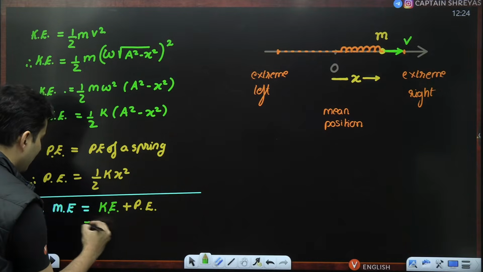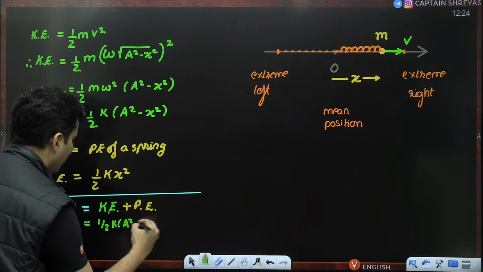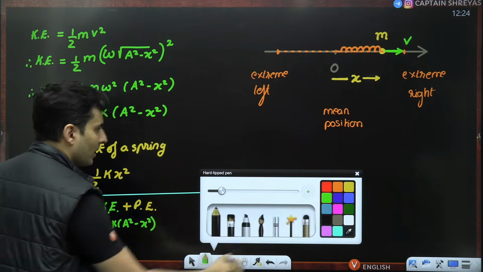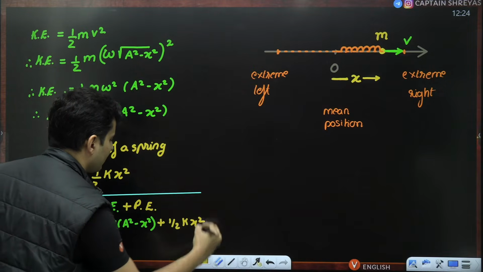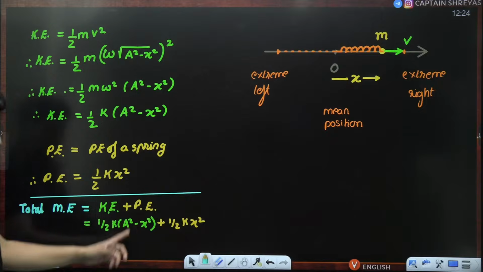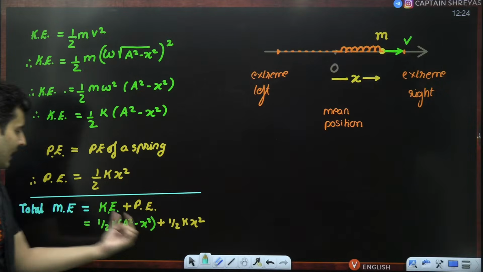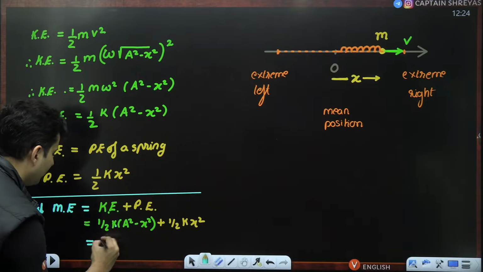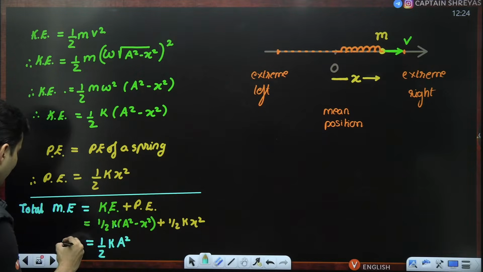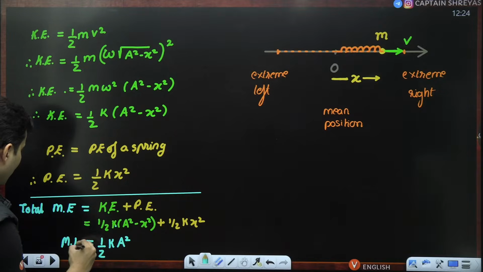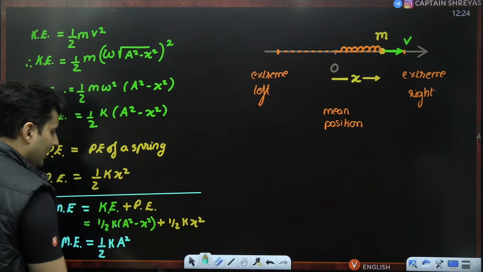So what is the kinetic energy? It is basically half k a square minus x square. Okay. What is the potential energy? It is half k x square. So think about it. Half k negative x square, half k positive x square. They will cancel and I will be only left with half k into amplitude square. So that is the total mechanical energy of that particular thing.